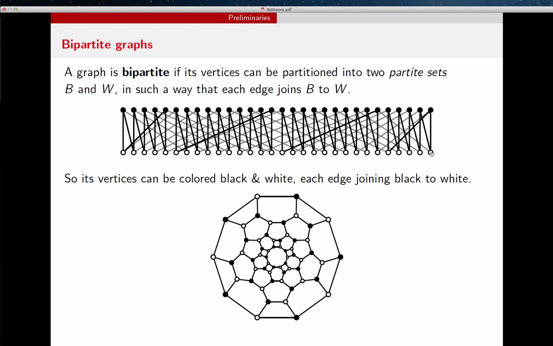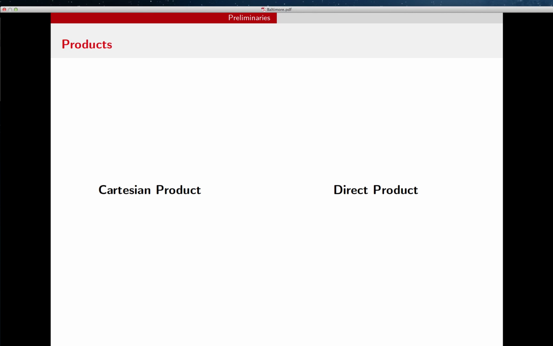Here is a more symmetric view of the exact same bipartite graph, again with its vertices colored black and white. And as you know, a graph is bipartite if and only if it has no odd cycles. I'm going to talk about two products today, the Cartesian product and the direct product.